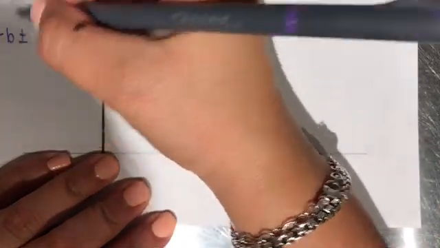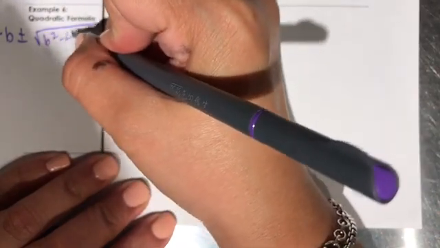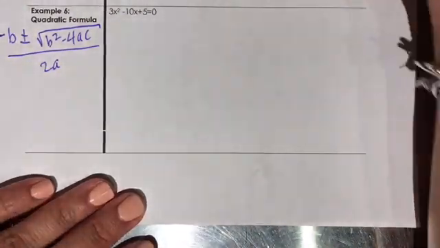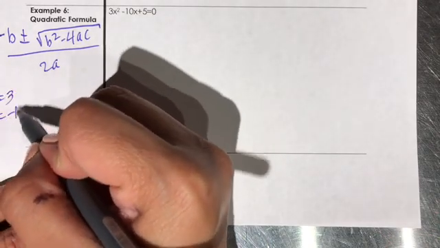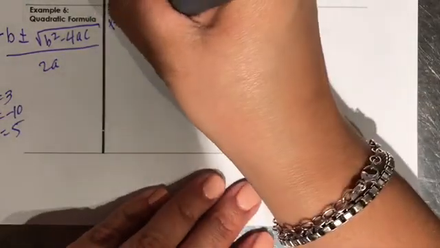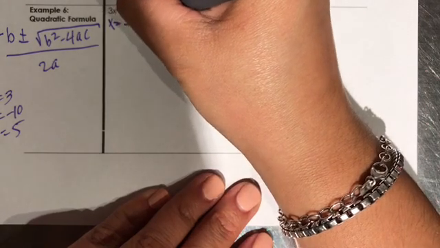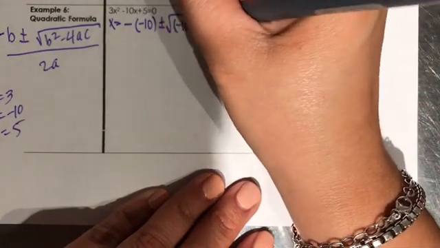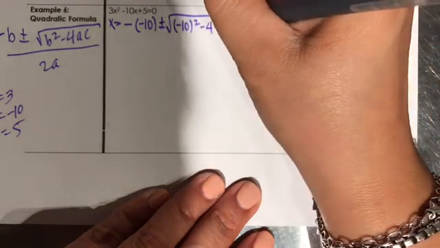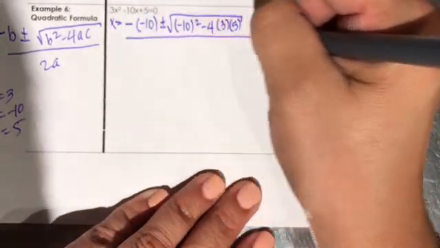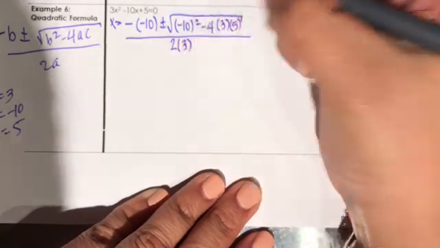X equals negative b, that's negative times b, plus or minus the square root of b squared minus 4 times a times c, all over 2 times a. Let's try 3x squared minus 10x plus 5. A equals 3, b equals negative 10, c equals 5. X equals negative 1 times b, b is negative 10, plus or minus the square root of negative 10, which is b, squared, minus 4 times a, which is 3, times c, which is 5. All of this over 2 times a, which is 2 times 3.